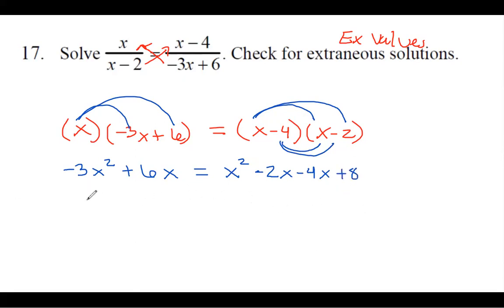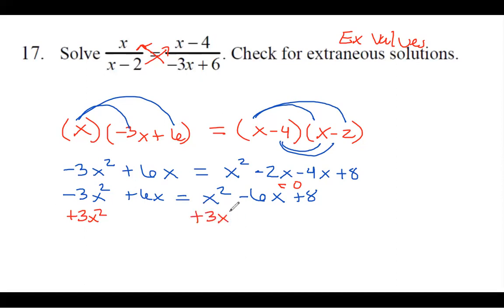Let's simplify very quickly. Negative 3x squared plus 6x equals x squared. Combine these two terms, negative 2 minus 4, minus 6x plus 8. Okay. Now remember that we have to solve a quadratic equation here. So one of the sides has to be equal to 0. What side do you guys want to make equal to 0? Left side or right side? Left side. Okay. So it means that these values have to be the inverse of them. So I have to add 3x squared. Remember that we're going to combine like terms. So it has to be underneath the x squared. So this goes to 0.